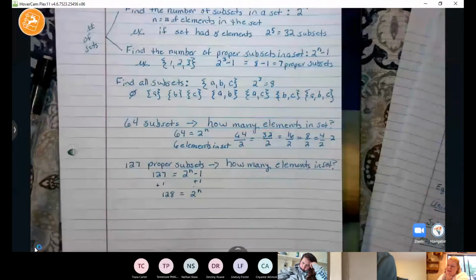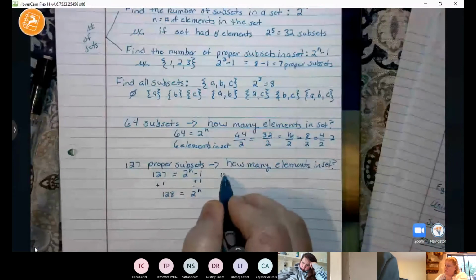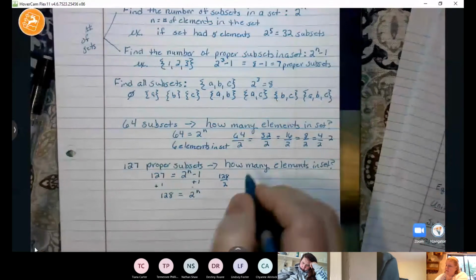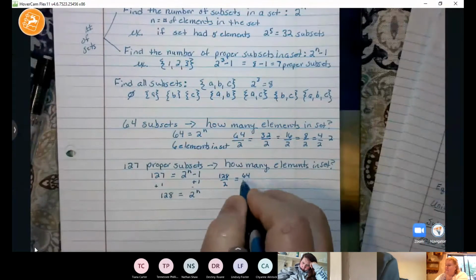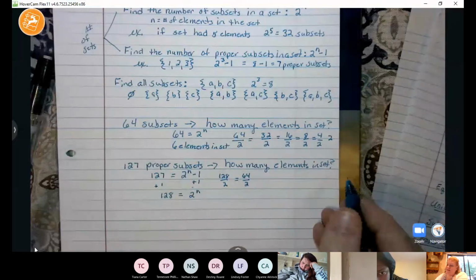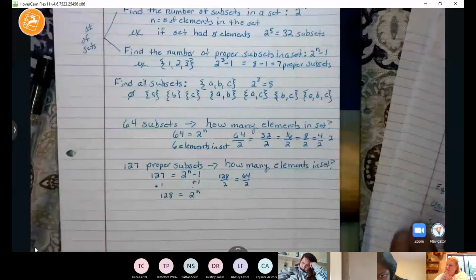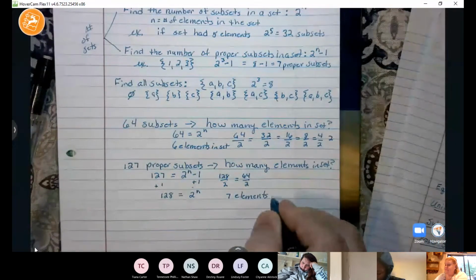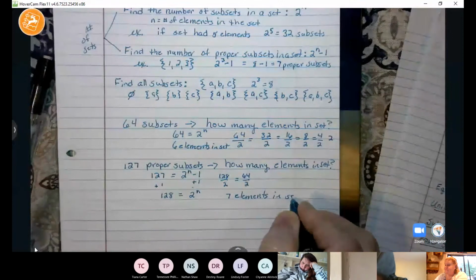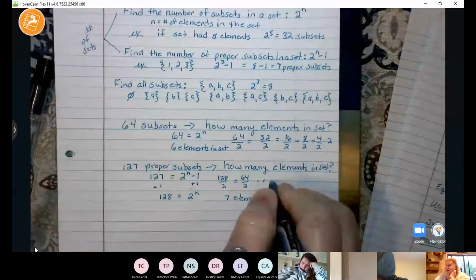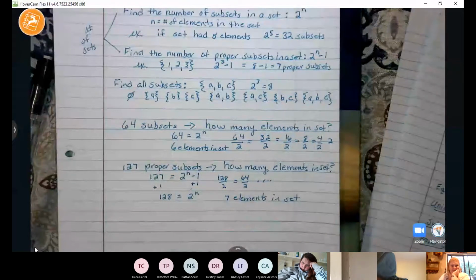And then I will do just like I did up here. I will take 128 and divide it by 2. That's going to give me 64. And then I keep dividing out, and that's going to give me 7. I'll get 7, so it's going to be 7 elements in the set. So I'm just going to put dot, dot, dot here, keep dividing out, and it will turn out to be 7 times.